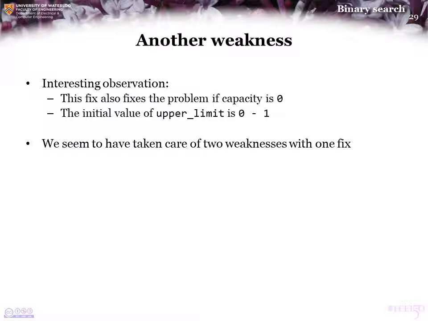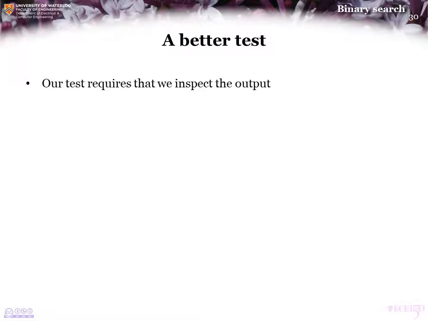Also, I'm pointing this out to emphasize that you do have to test all possible bounds. So, an array with capacity 5, 6, 7, but also an array of capacity 0. Now, there is one little problem with our test. The test that we wrote actually requires us to inspect the output visually. We have to make sure that all the entries are accounted for.